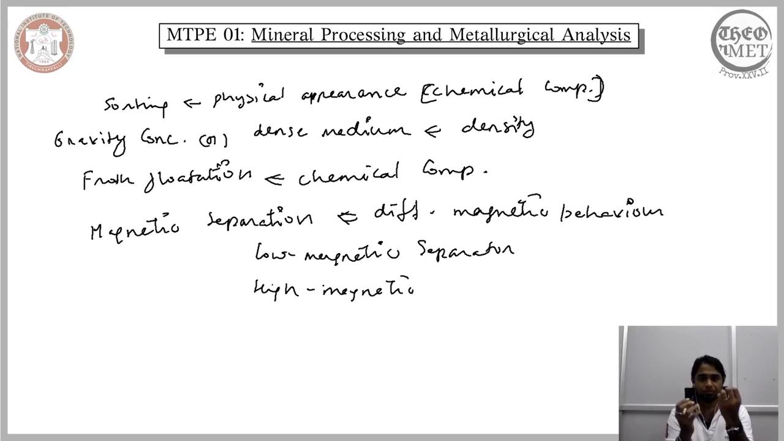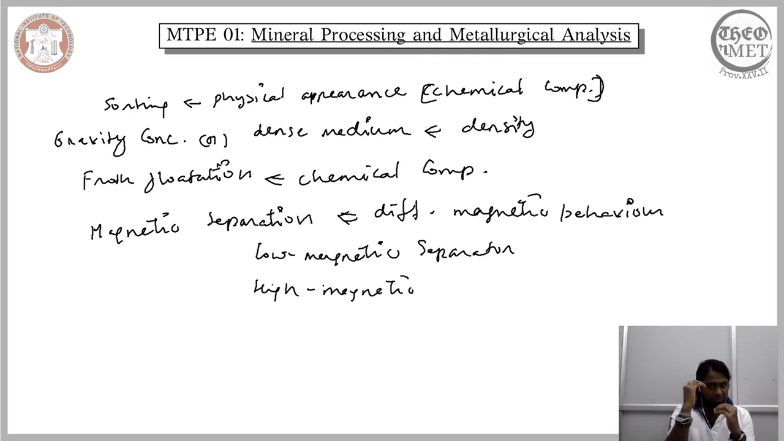Only then will we be able to establish the required amount of movement for the separation of the concentrate from the gangue. So magnetic separation, as the name indicates, depends on the difference in the magnetic behavior of the gangue and the mineral. It can be that the gangue is highly magnetic, or that the mineral is highly magnetic. Depending on the degree of the magnetic response that each of these particles gives, we can choose either a low magnetic separator or a high magnetic separator.